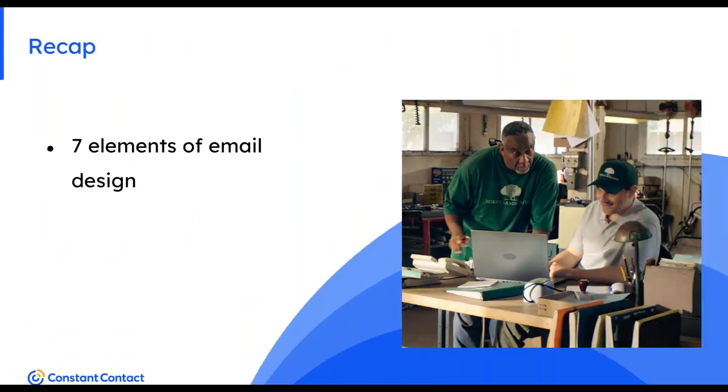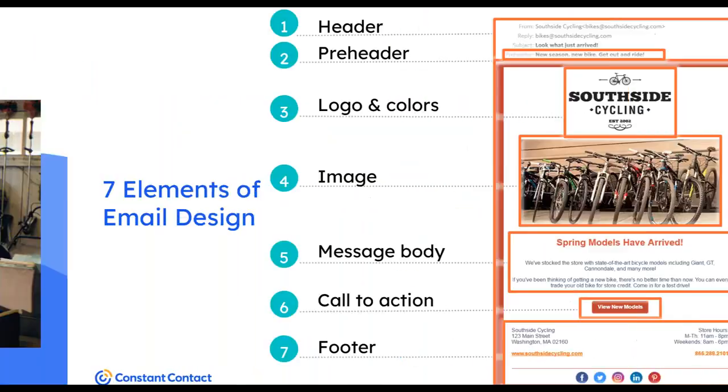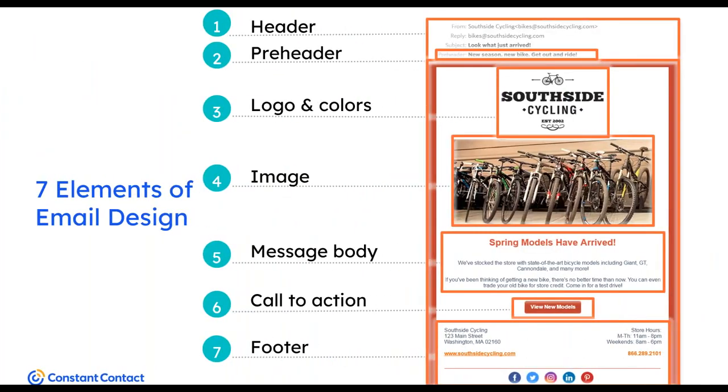Peter actually set up his email campaign with the 7 essential elements of design. Remember, they are the header information and pre-header text, so your readers are enticed to open up the email, branded logo and colors, an image to connect your readers to your message, the message body to provide the details to drive people to your call to action, and the footer information, which allows them to get in touch with you.